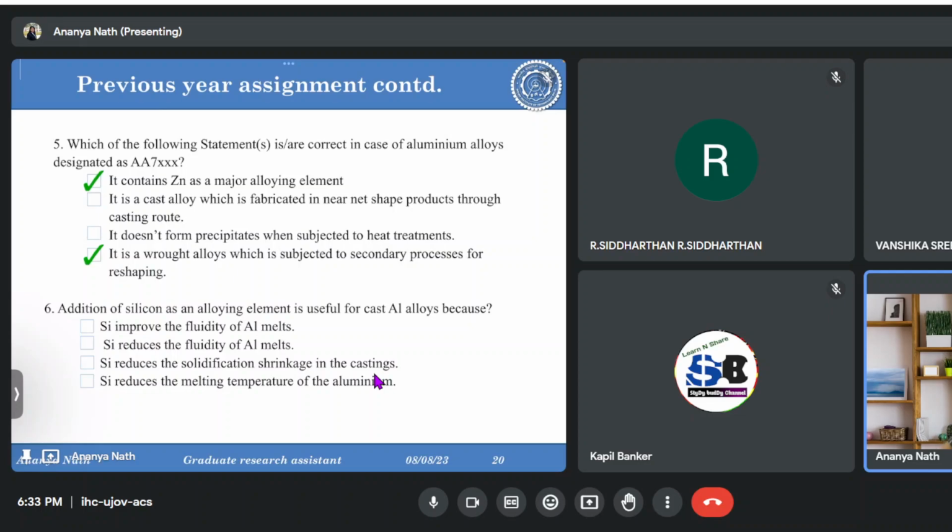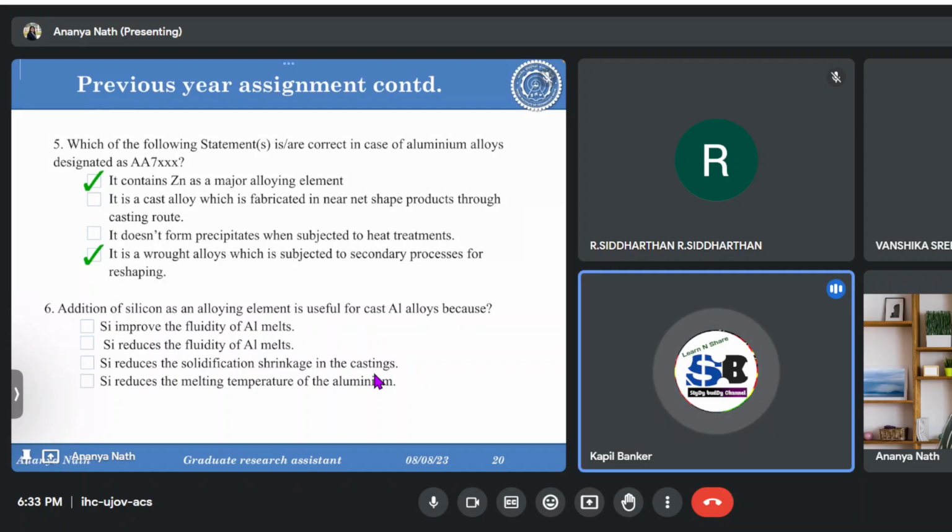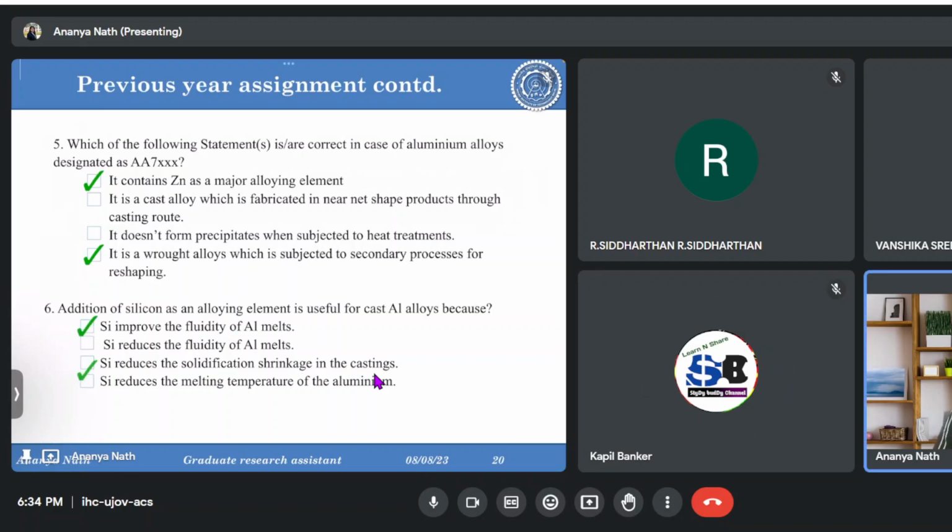Okay, no problem. Addition of silicon as an alloying element is useful for casting of aluminum alloys because silicon improves the fluidity of aluminum melt, and silicon reduces the solidification shrinkage in the casting. And also it reduces the melting temperature of aluminum.